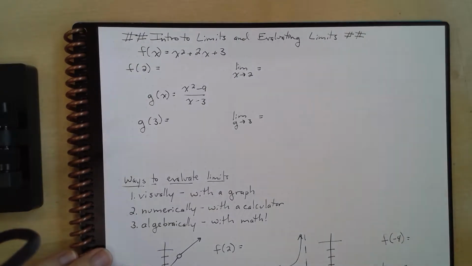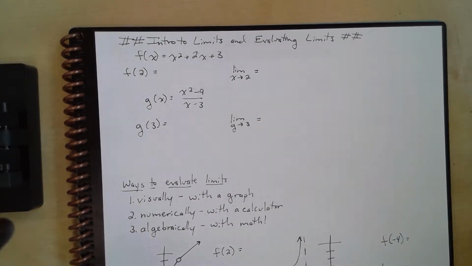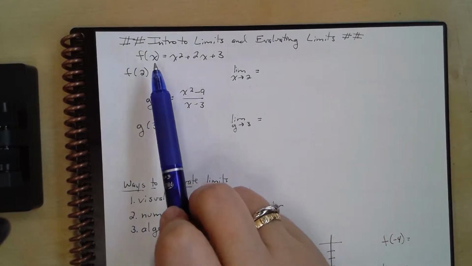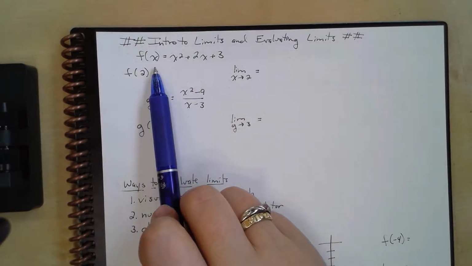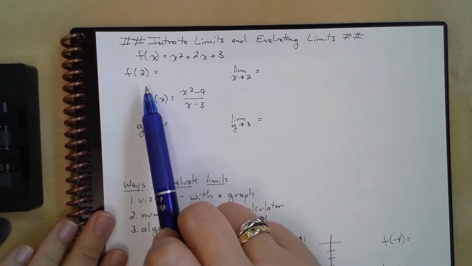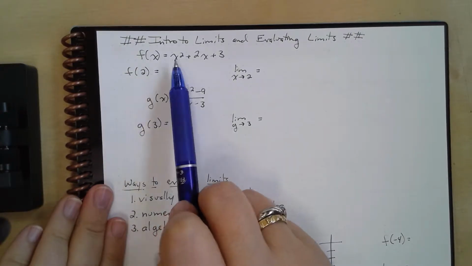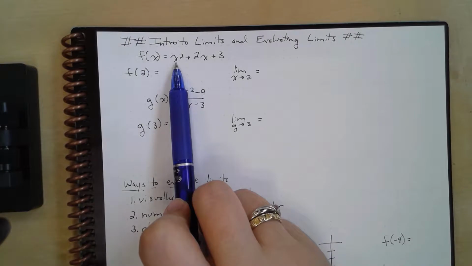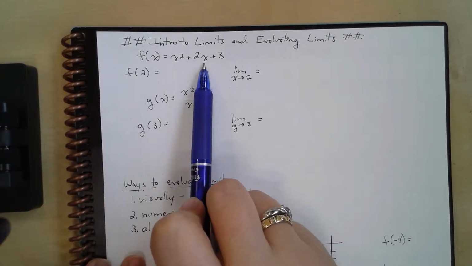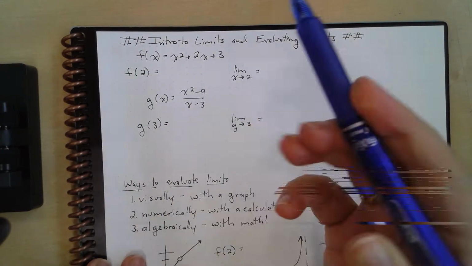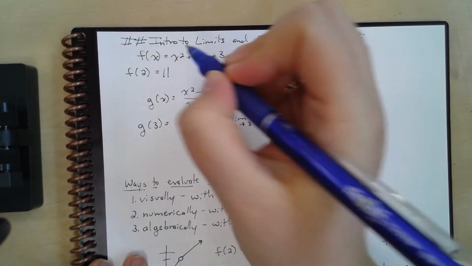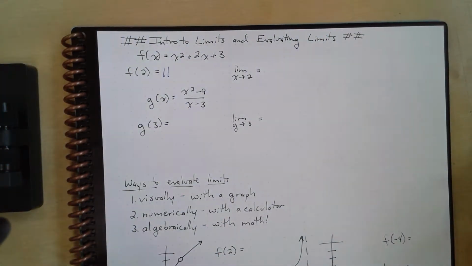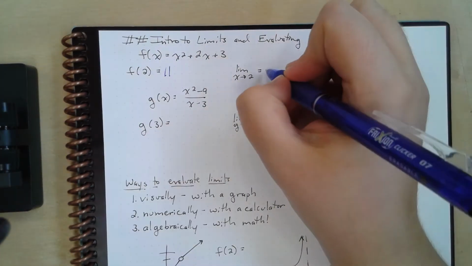The first topic that we discuss when we're talking about calculus is limits. And it's easy to evaluate functions. Like here we have f of x is equal to x squared plus 2x plus 3. We know that it's easy to evaluate f of 2. If we put this in, we get 2 squared is 4, plus 2 times 2 is 4, 4 plus 4 is 8, plus 3 is 11. And if we actually calculate the limit, we would also find this is 11.